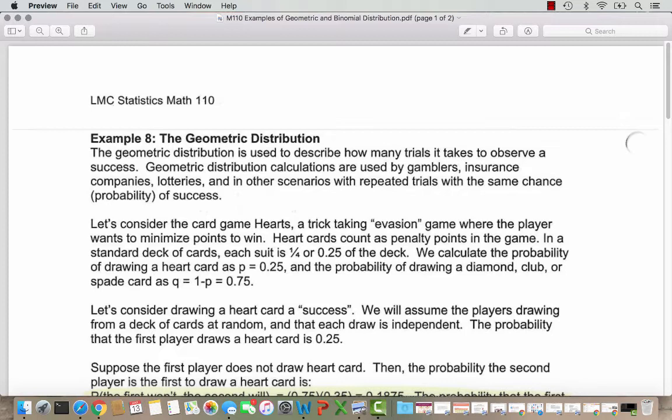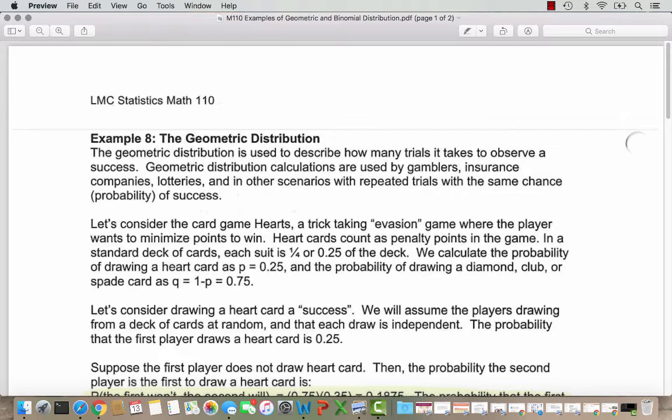The first distribution we're going to look at is the geometric distribution. The geometric distribution is used to describe how many trials it takes to observe a success. Geometric distribution calculations are used by gamblers, insurance companies, lotteries, and other scenarios with repeated trials with the same chance or probability of success. Let's consider the card game Hearts.